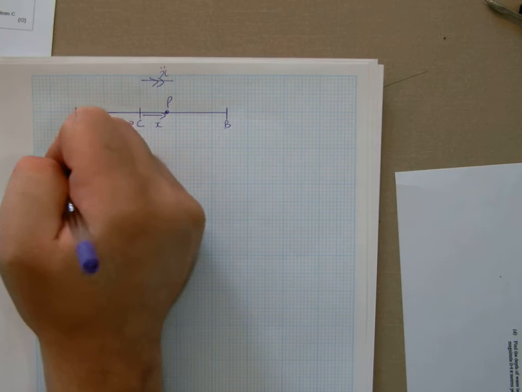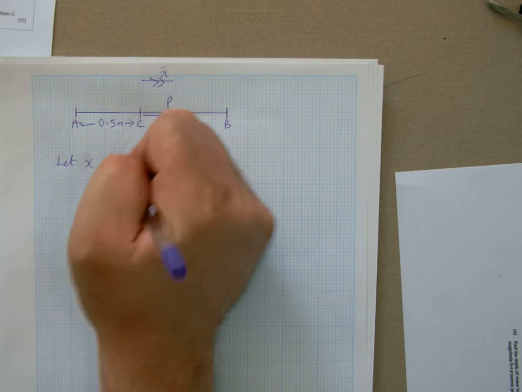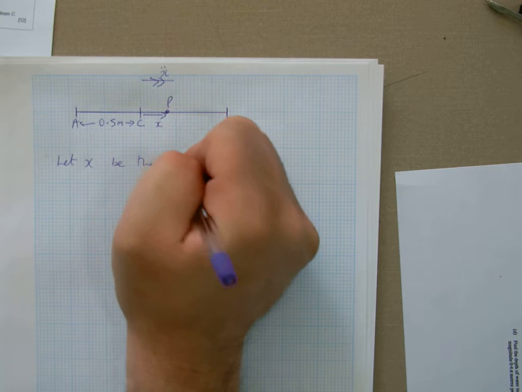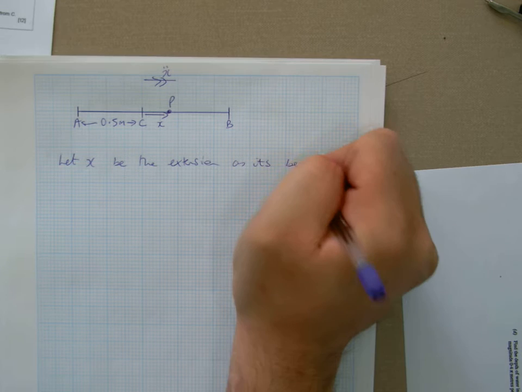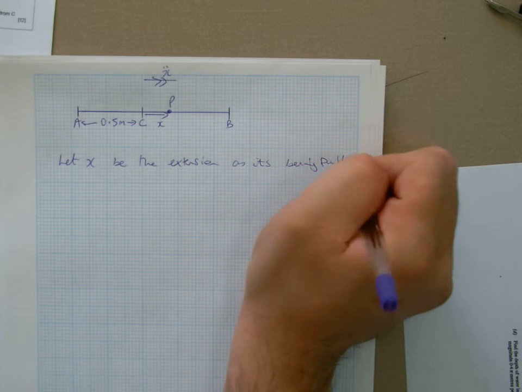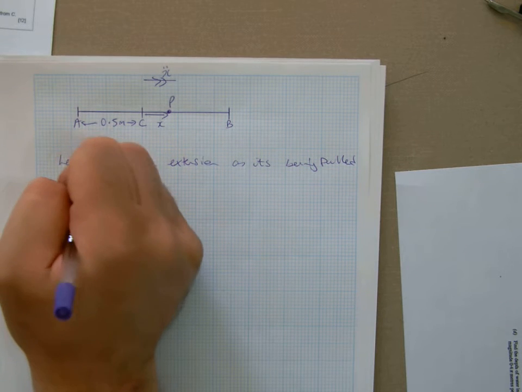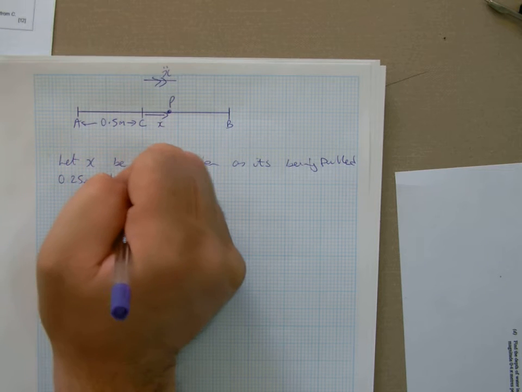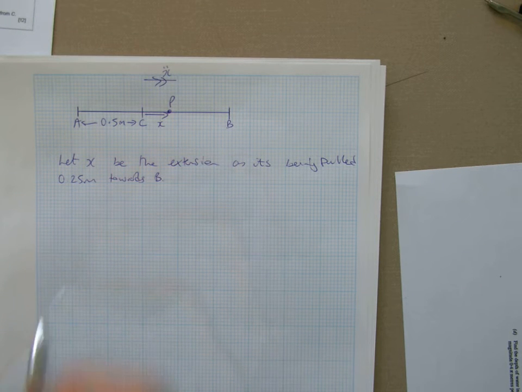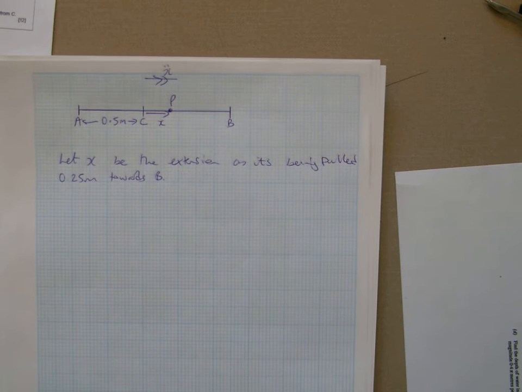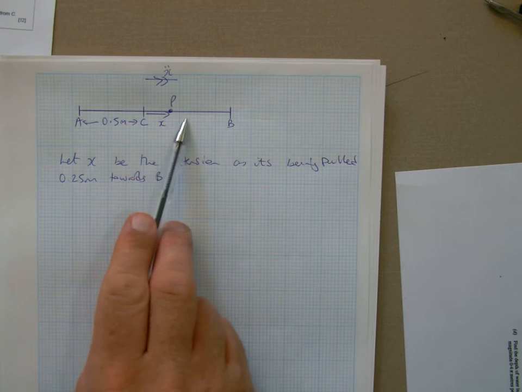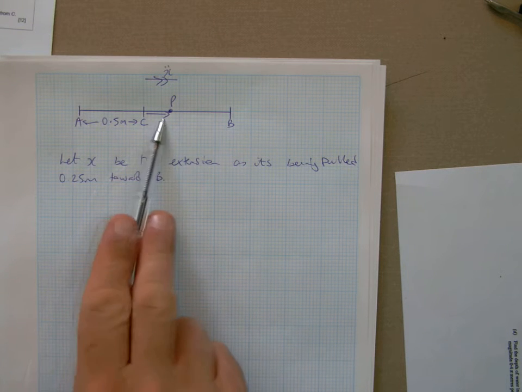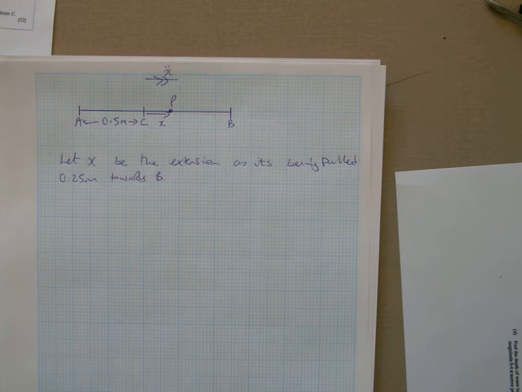So we can say, let X be the extension as it's being pulled 0.25 meters towards B. So it's sort of on its way. It's important to consider that so we can set up our equation. We've got a general equation in terms of X, and increasing X. We don't want to have it at the 0.25 on its way. That's our direction of increasing X.